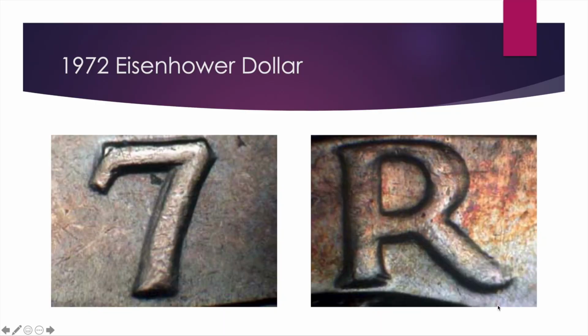And here is the first one and the more minor error or variety to look out for on the 1972 Eisenhower dollar, and this one is just going to be a double die. You can clearly see a split in the bottom serif on the R. You can also see kind of an extra bar. There's some separation there in that 7, like I mentioned. But this one is a very nitpicky error.